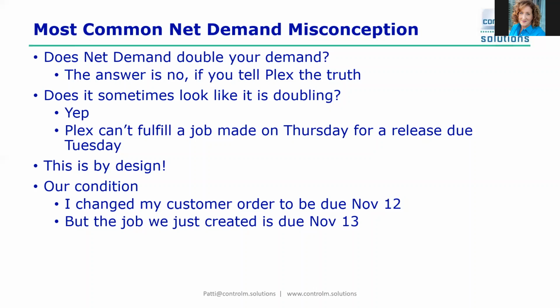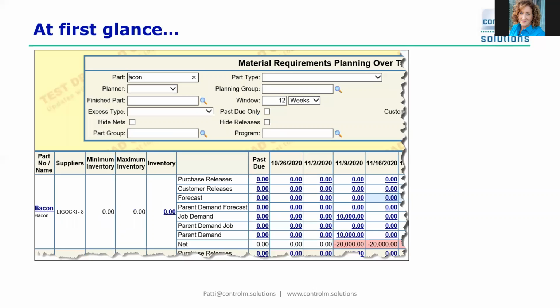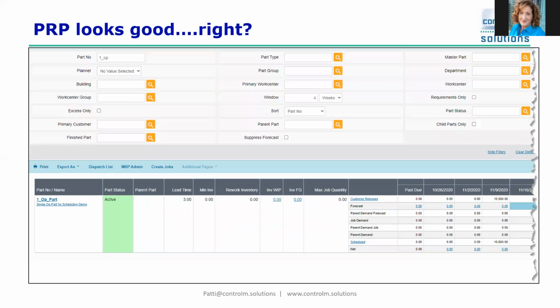Also note, I had to force the lead time on this finished good to match to make them look like they were in the same buckets. I really want you to see what your planners see, even if it means we have to change our data a little bit. Now look at this MRP. It looks like it's double dipping, doesn't it? In the November 9th bucket, we have both job demand and parent demand. Your planner runs into your office claiming we're double dipping.